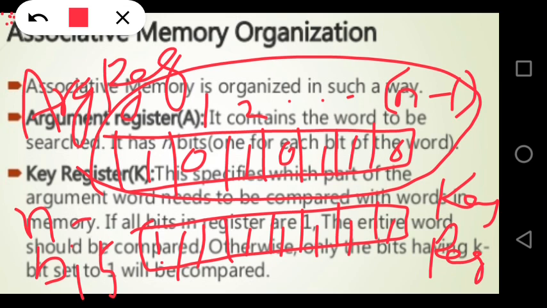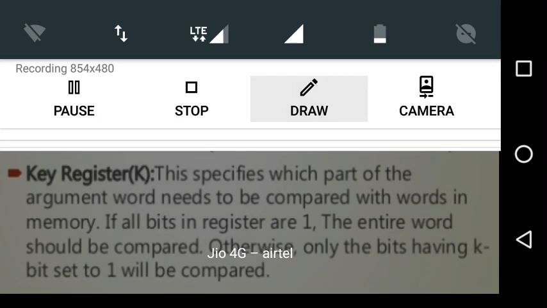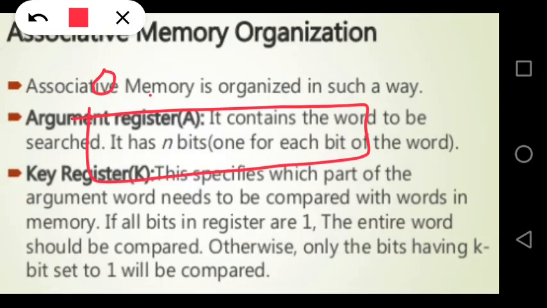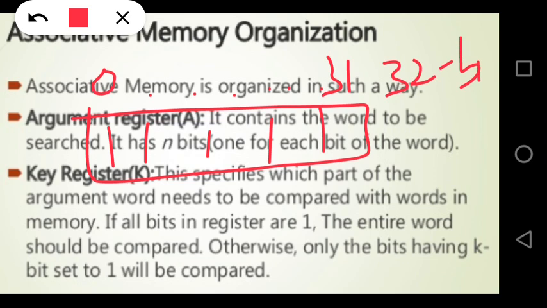Because sometimes the length of the word may be very long. N bits means 32 bits. So it's not advisable to compare all 32 bits in the argument register. So let's assume there is an argument register which contains bits 0 to 31. So it's a 32-bit register.